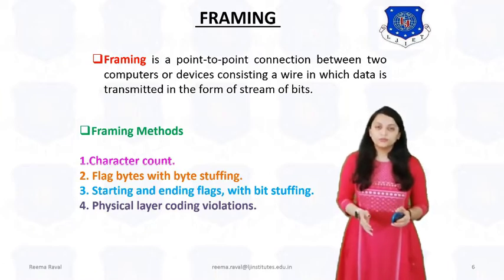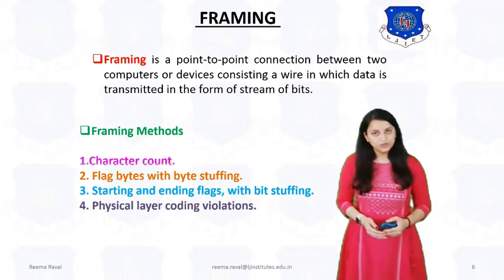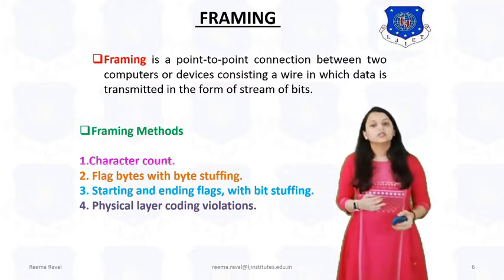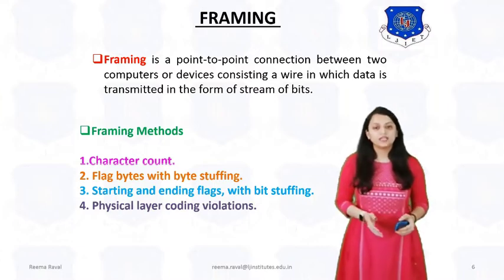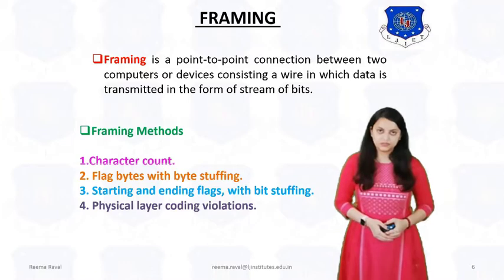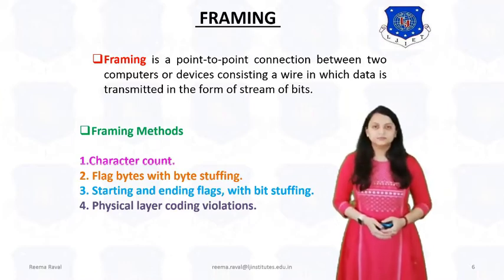So there are four methods. I repeat again. First one is character count. Second one is flag bytes with byte stuffing. Third one is starting and ending flags with bit stuffing. And the fourth one is physical layer coding violations. Let us understand each of these framing methods in detail.